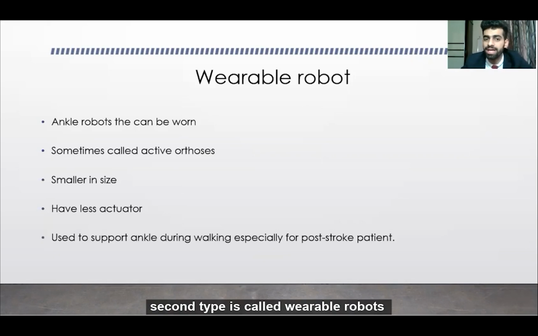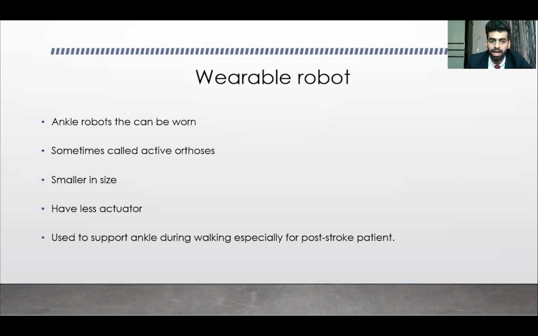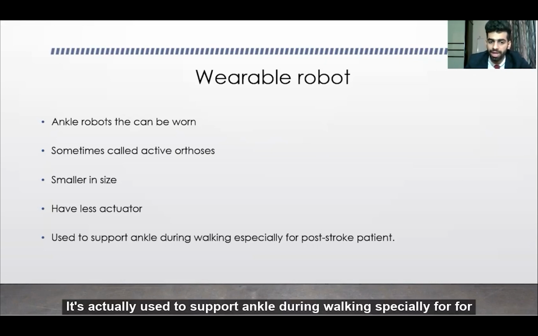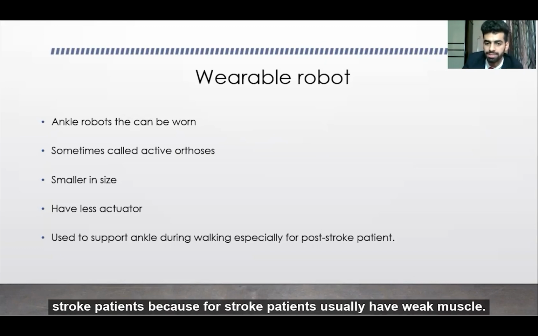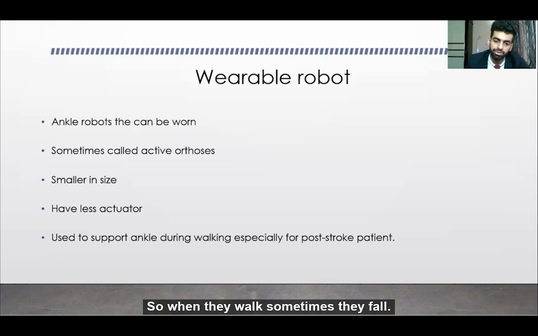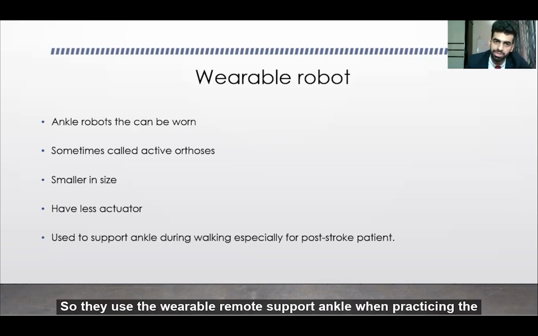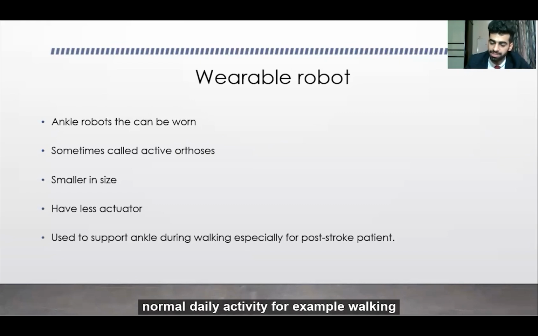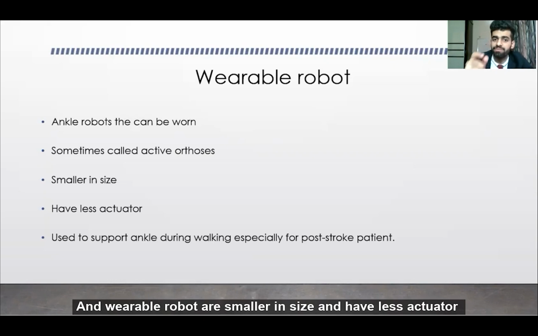The second type is called wearable robot, and sometimes it's called active orthosis as well. These robots can be worn. As the name suggests, they are wearable, so the patient can wear it, and it's actually used to support the ankle during walking, especially for post-stroke patients, because post-stroke patients usually have weak muscles. So when they walk, sometimes they fall. So they use the wearable robot to support the ankle when practicing normal daily activities, for example, walking. And wearable robots are smaller in size and have fewer actuators.